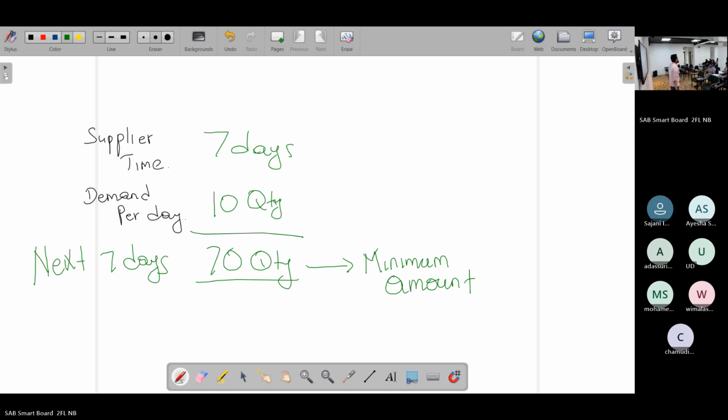Okay? Then the reorder level, minimum level, maximum level, and the calculation on that. Minimum level, reorder level, okay?